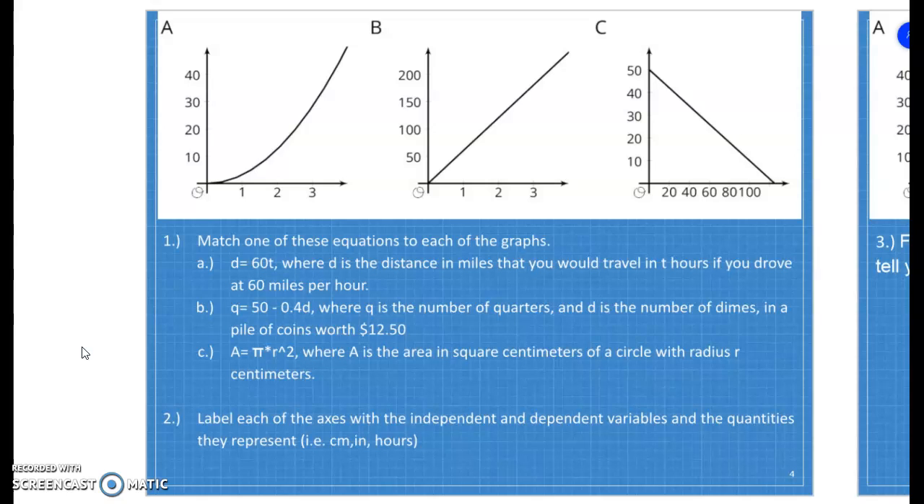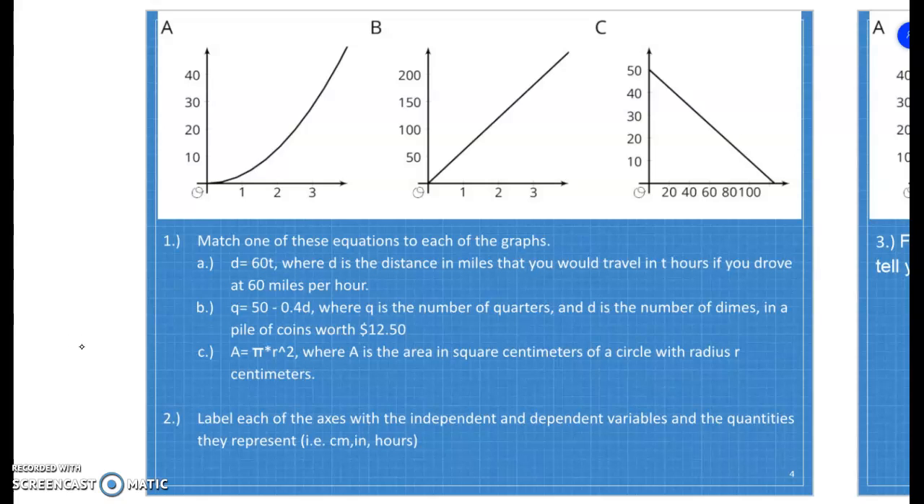So what we have here is your worksheet. What this is asking is to match these equations to each of the graphs. First we're going to read what these are in order to see where each is going to match, and then look at the graphs.